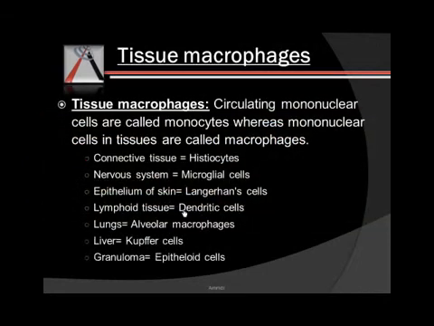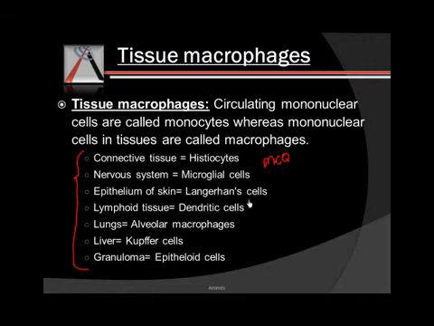We talk a little about tissue macrophages here. The tissue macrophages are nothing but the monocytes that have reached the tissue. In the tissue, they are called macrophages, and they have different names in different kinds of tissue, and we have included this slide here because again this is a very common source of MCQ. In the connective tissue, these macrophages are called histiocytes. In the nervous system, they are called microglial cells, or you can say only the glial cells.